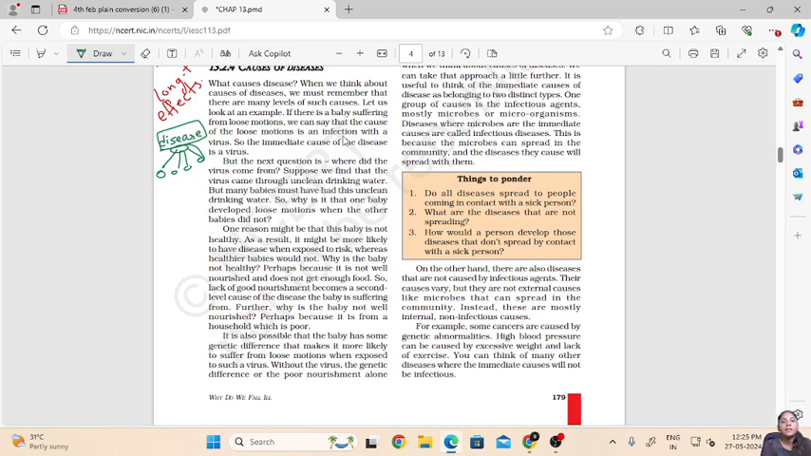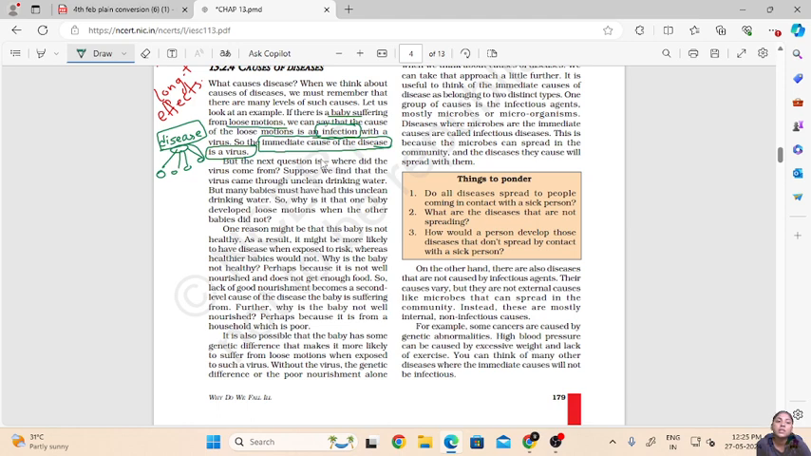Now let us understand this better. So take this example. If there was a baby suffering from loose motions, now we can say that the cause of this was because of infection. So now the immediate cause of the disease will be virus. So the immediate cause, now this is the main reason of the disease, that is a virus infection. Because of this virus infection, the baby is suffering from loose motion.